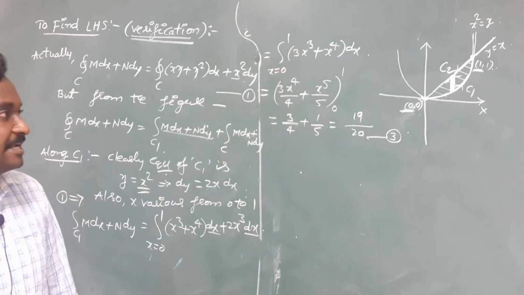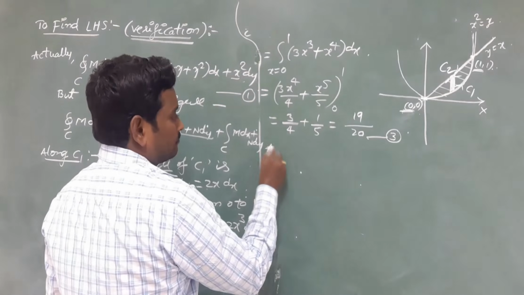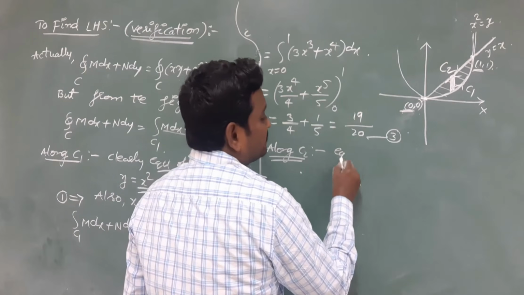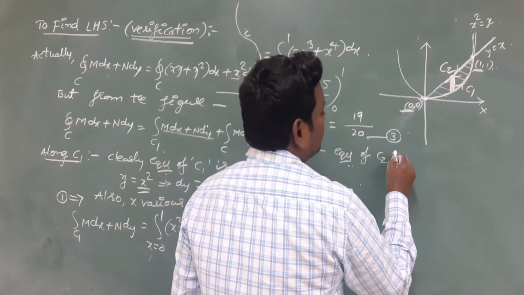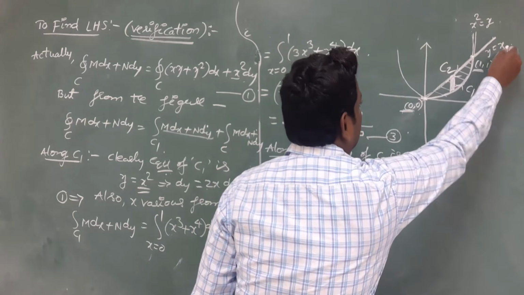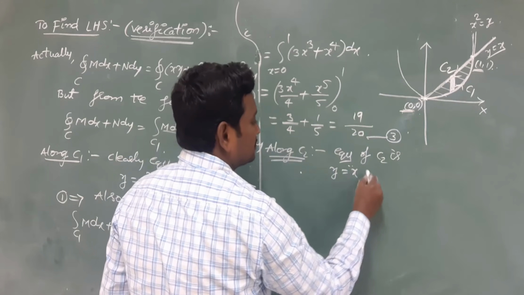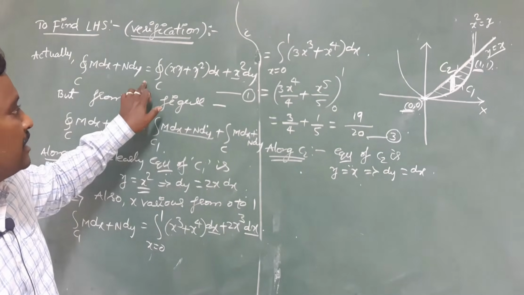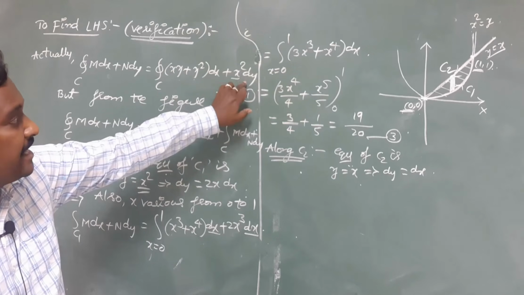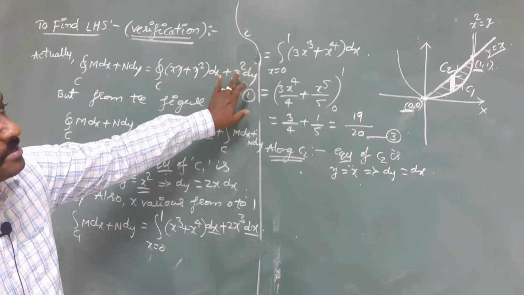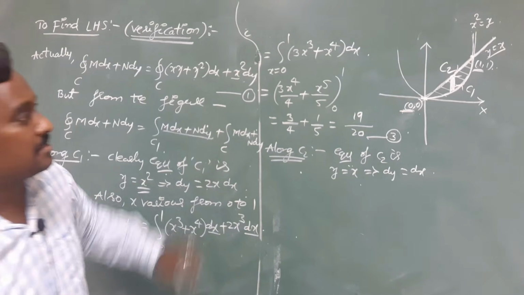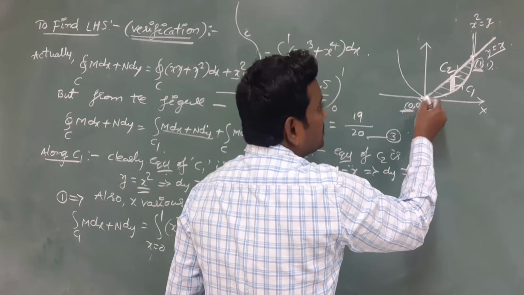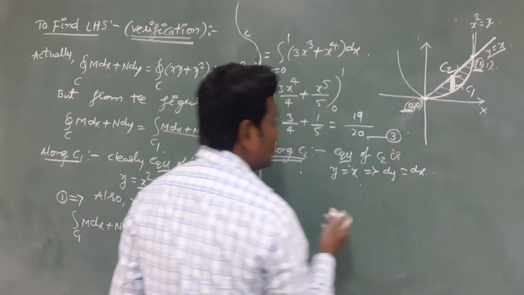Now it is enough to calculate the integration along C2. So take the integration along C2. Clearly the equation of C2 is the straight line y is equal to x. That's why dy is equal to dx. So automatically all terms become in terms of x only by replacing y equal to x and dy equal to dx in equation number 1. So it is enough to observe the x limits. What are the x limits? Along C2, since the direction is from upward to downwards, x varies from 1 to 0.